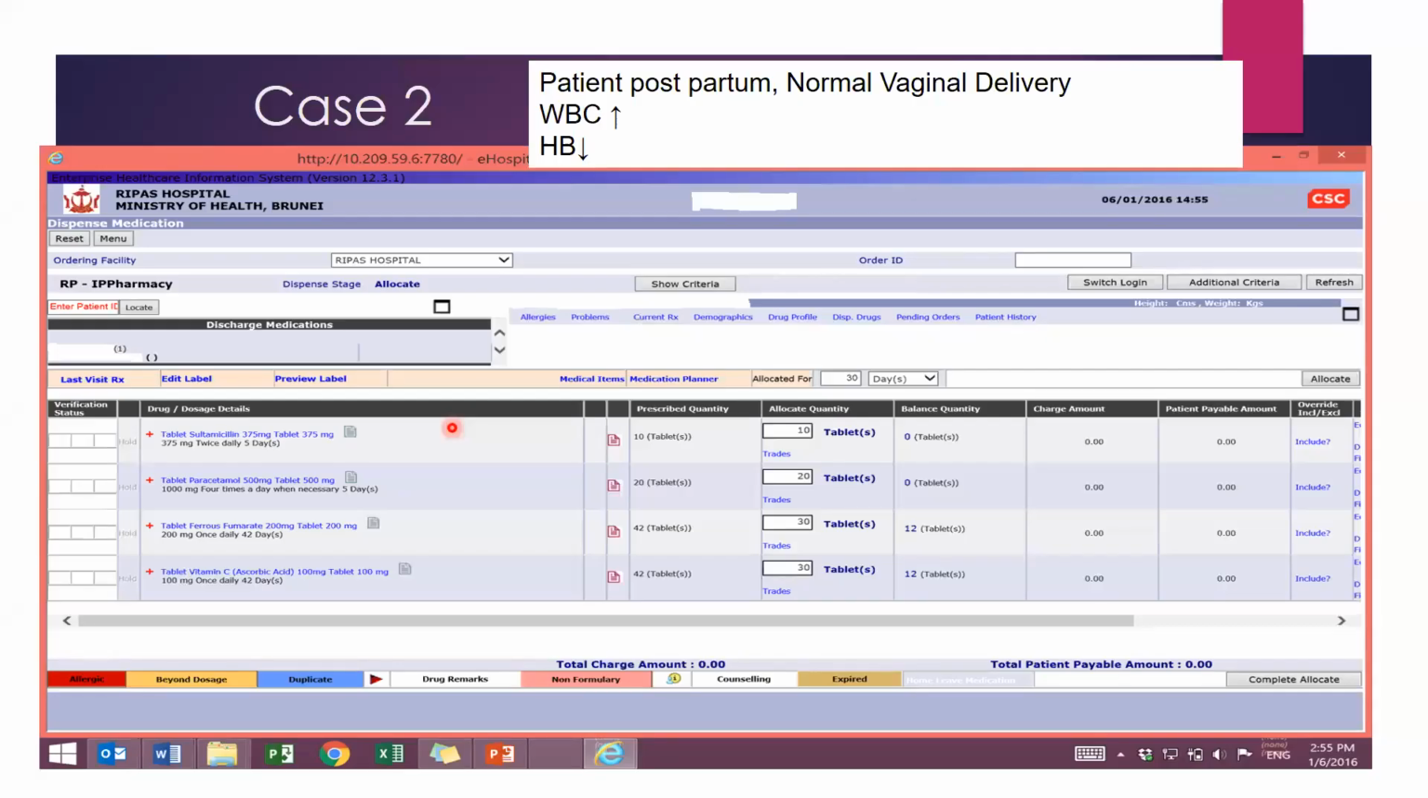So this is a bit small, case 2, a patient postpartum after normal vaginal delivery with a raised white blood count. Is it a sign of infection? Hemoglobin is low. Which type of anemia, vitamin B deficiency anemia or iron deficiency anemia? Need to be very careful. The patient is already on ferrous fumarate. Is the patient's compliance good? Does it cause constipation? Why do you need vitamin C?